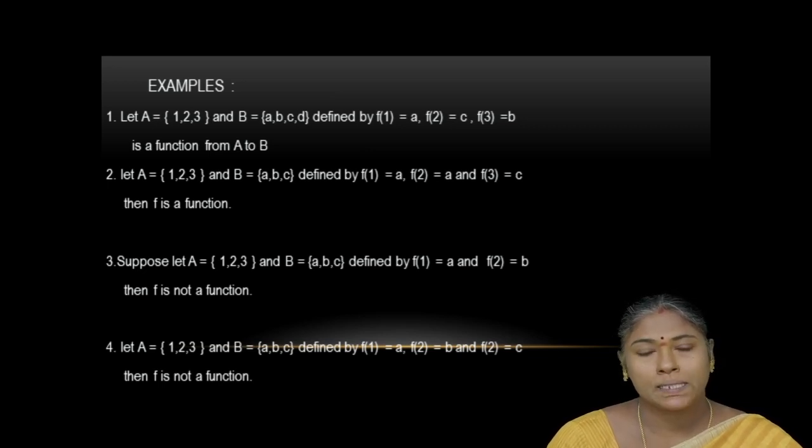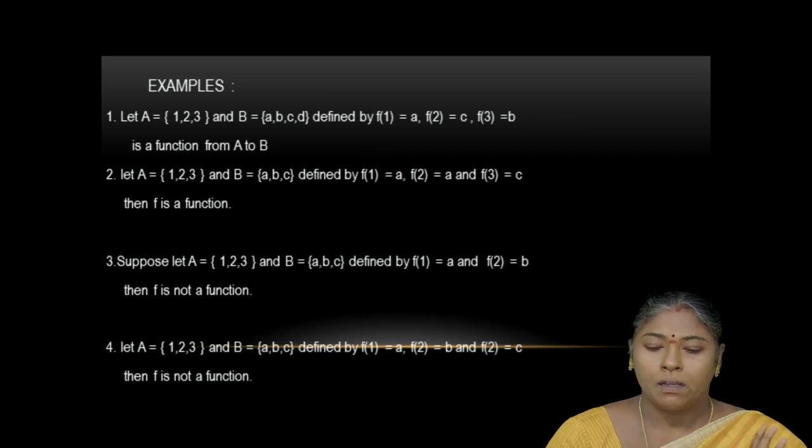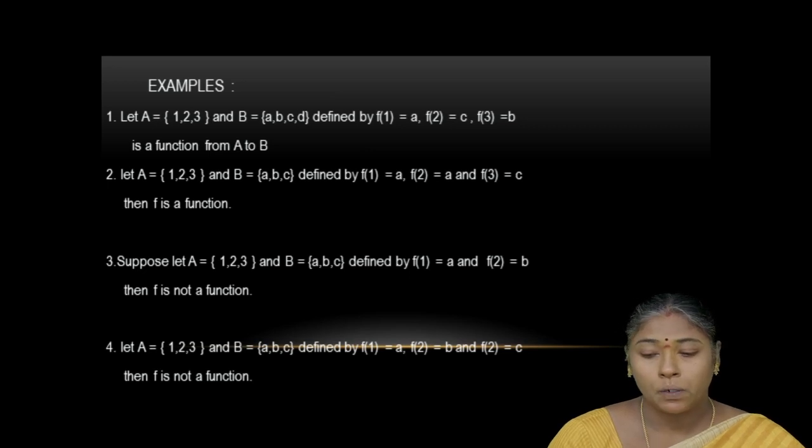Coming to the fourth example, A equal to {1, 2, 3} and B equal to {a, b, c}, defined by f of 1 equal to a, f of 2 equal to b, f of 2 equal to c. Then it is also not a function. Here 2 has image b and also image c. One element cannot have two different images. So 2 is having two images b and c, which cannot be defined. So example number 4 is not at all a function.